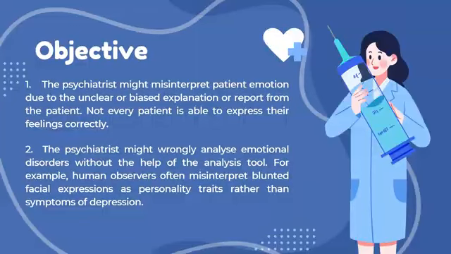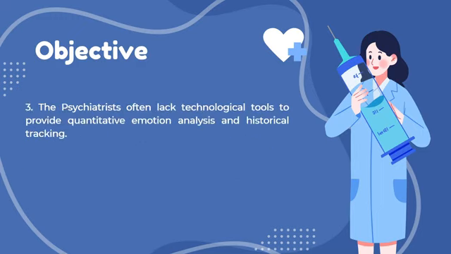The objective of this project is, first, to help the secretary interpret patient emotion despite unclear or biased explanations or reports from the patient, since not every patient is able to express their feelings correctly. Second, the secretary might wrongly analyze emotional distortion without the help of an analysis tool. For example, human observers often misinterpret blunted facial expression as a personality trait rather than a symptom of depression. Third, secretaries often lack technological tools to provide quantitative emotion analysis and historical tracking.